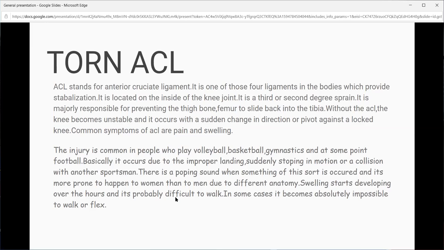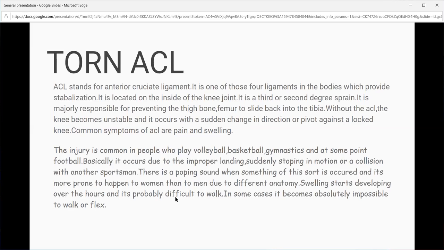Suddenly stopping in motion or a collision with another sportsman. So that's pretty much self-explanatory. There's a popping sound when something of this sort occurs, and it's more prone to happen in women than in men due to different anatomy. Swelling starts developing over the hours and it's probably difficult to walk. In some cases, it becomes absolutely impossible to walk or flex.